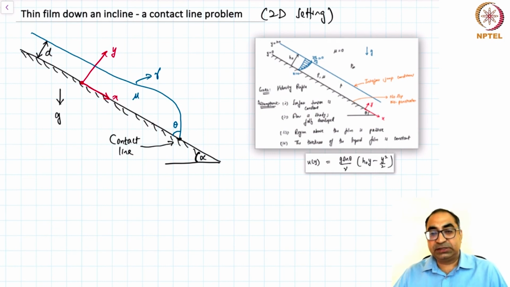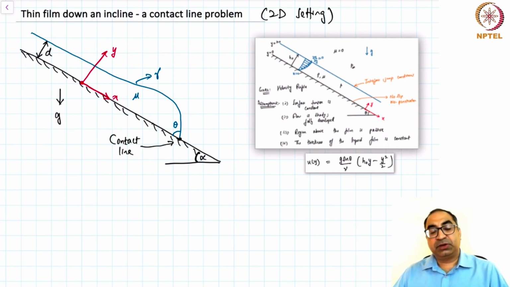We'll also use some earlier results where, for example, we looked at a uniform thin film flowing down an incline, and a snippet of that lecture is shown on the screen as well. So let us begin by looking at the problem down an incline. So we have a thin film far away from the contact line. We have a thin film of thickness d.